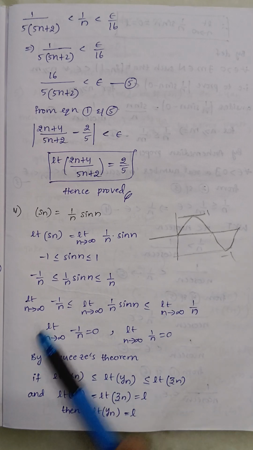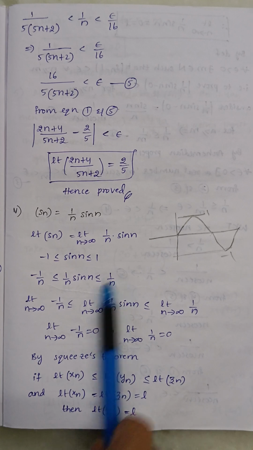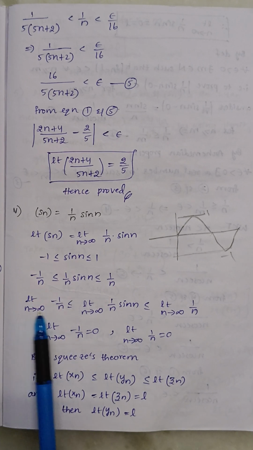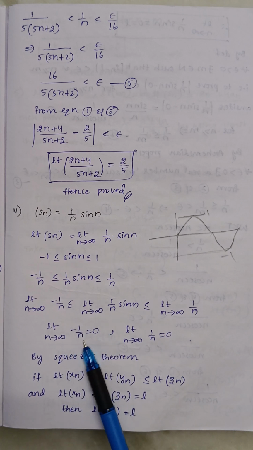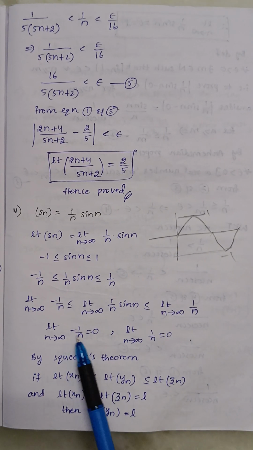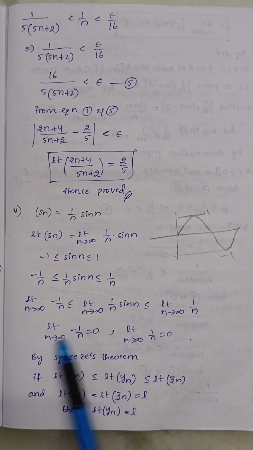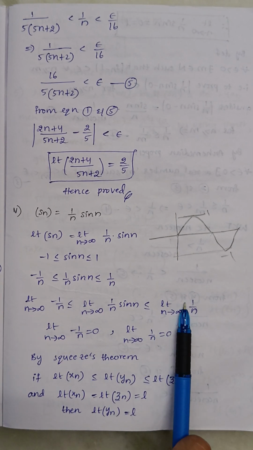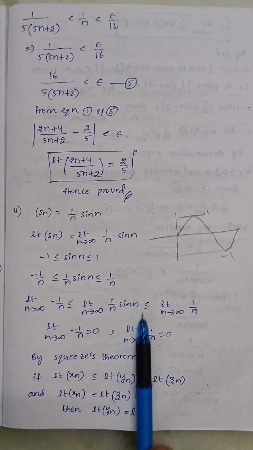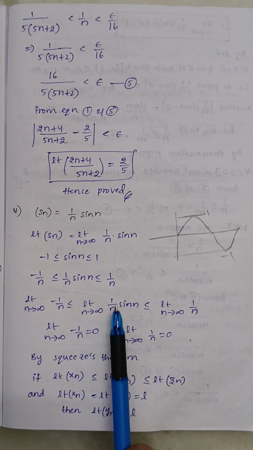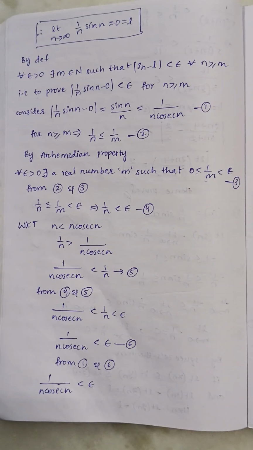Now by using the squeeze theorem here, take the limit of this sequence, the limit of this and the limit of this. Now find the limit value of minus 1 by n. As n tends to infinity, what will happen? 1 by n tends to 0. So minus 0 is 0. Similarly the right value is also 0. Then both values exist and are finite. Then the values are equal. Then what we can say, the middle value is also equal to 0. So the limit as n tends to infinity of 1 by n sin n is equal to 0.